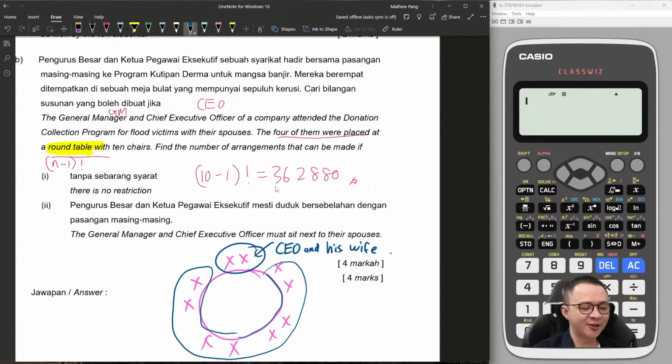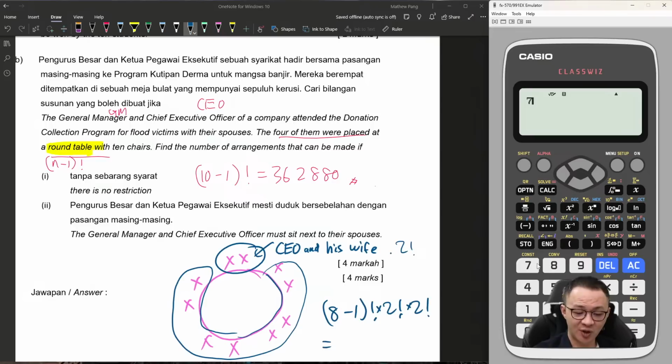So definitely the CEO and spouse can still swap place. So this is just 2 factorial. And then the 8 of them, this one is still in the round table, right? So basically it is 8 minus 1 factorial. And then because CEO and wife can swap place, 2 factorial. And then the GM and his wife can swap place also, right? Then 2 factorial again. So this one should be 7 factorial times 2 times 2. So it should be 20160.